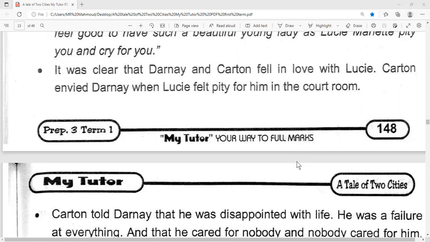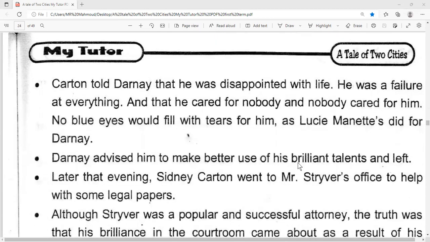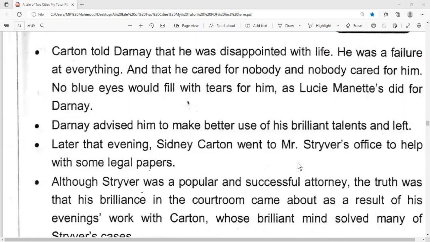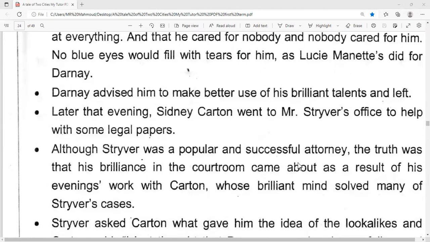كلاهما أحب Lucy. Carton envied Darnley. كان بيحسده when Lucy felt pity for him in the courtroom. Carton told Darnley that he was disappointed with life, محبط من حياته. He was a failure at everything and he cared for nobody and nobody cared for him. No blue eyes would fill with tears for him as Lucy Manette did for Darnley. Darnley advised him to make better use of his brilliant talents, أن يستغل ذكائه بطريقة أفضل, and left.